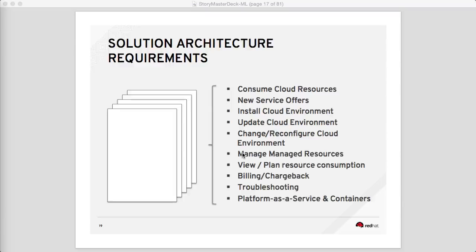He wants to manage resources provided on top of the cloud environment. He wants to view and plan the resource consumption. He wants to perform billing and chargeback. He wants to perform troubleshooting, and he's interested to learn about platform as a service and container support. And this is pretty much what we designed this demo scenario to address.